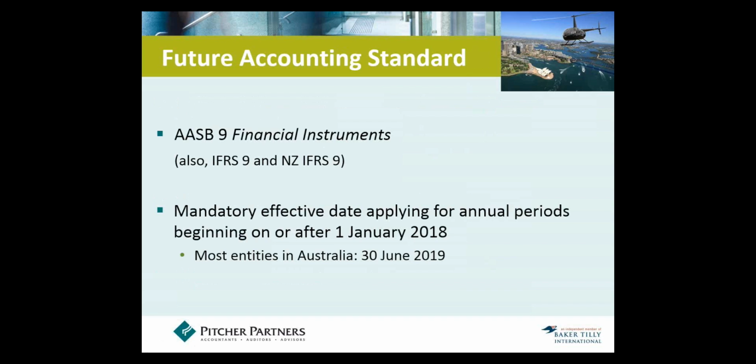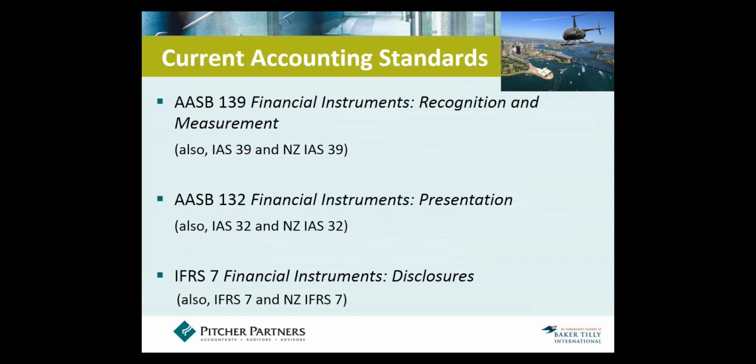So finally, we have the whole of AASB 9 at our disposal, but they are giving us some time to get ready. So the mandatory effective date for applying the new AASB 9 is annual periods beginning on or after 1 January 2018, and this is for Australia. And then for most entities in Australia, that would mean 30 June 2019. So it's another 3-4 years that we have to deal with whatever we've got on this slide, the current accounting standards, the whole mixed bag of AASB 139, 132, and AASB 7.